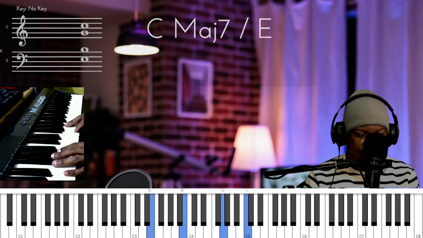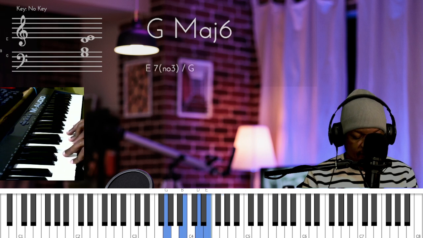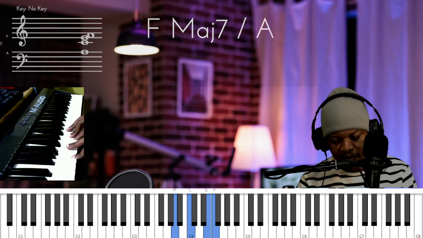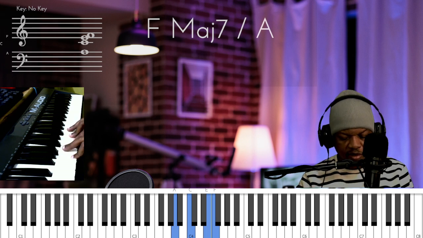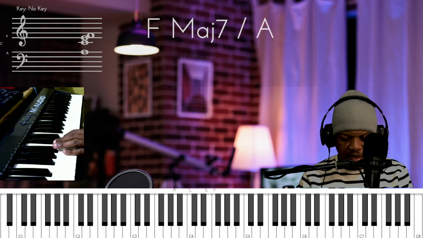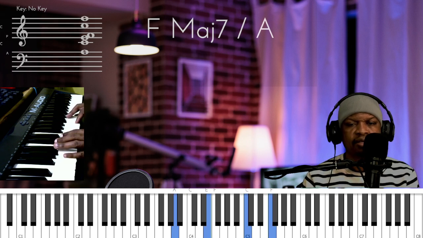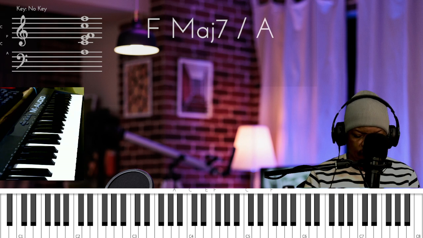And then you're looking at your A minor flat 6. You're going to have the C and the F up there. Those are the voicings.